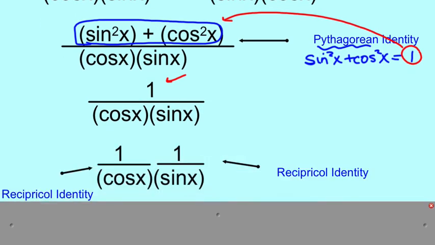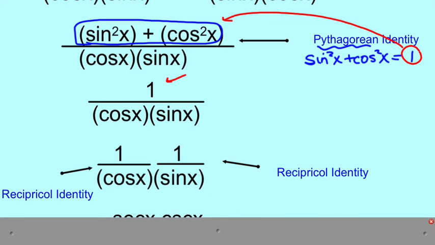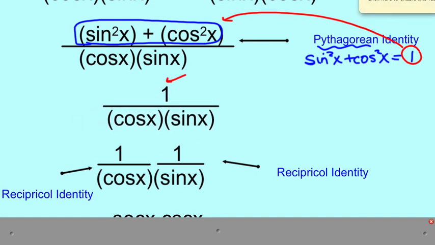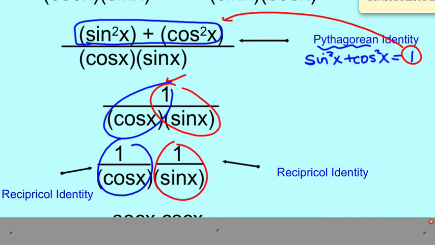Now let's split it up into two fractions. We have 1 over the cosine of x, and then we have 1 over the sine of x. So they're two separate fractions. And you're going to notice that both of these are reciprocal identities.